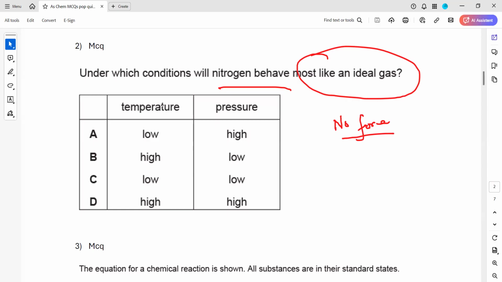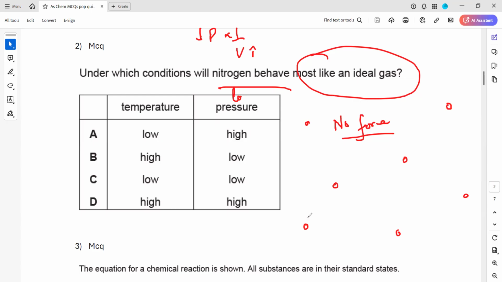So under what condition will nitrogen behave like an ideal gas? If we reduce the pressure, if the pressure is low, because what is the relation between pressure and volume? They're inverse. So if the pressure is low, the volume will be high. So the molecules will have large space between them.